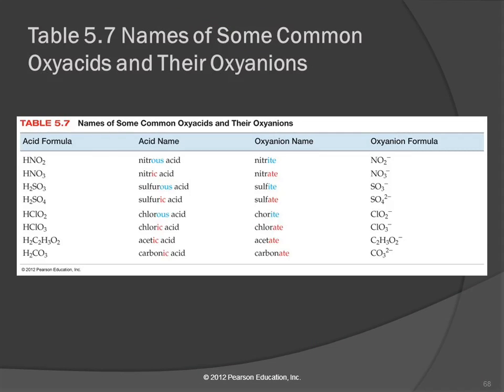So here's a table of some of the common oxy acids and the anions that are present. Like here we've got HNO2. Well, if you cover up the H, what's left? NO2. So what's the name of that? Well, I know the name of NO3 is nitrate. This is the lighter version, it's nitrite. Ite, bite us. So nitrite becomes nitrous acid.